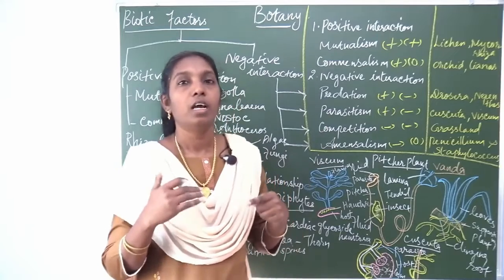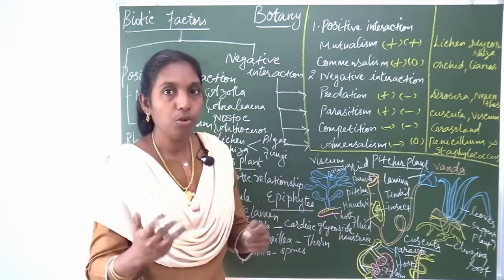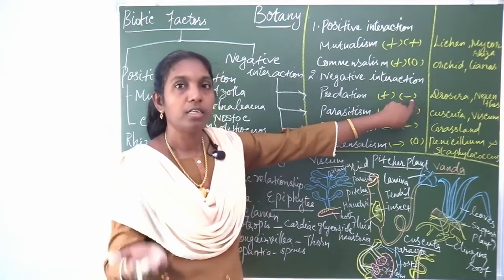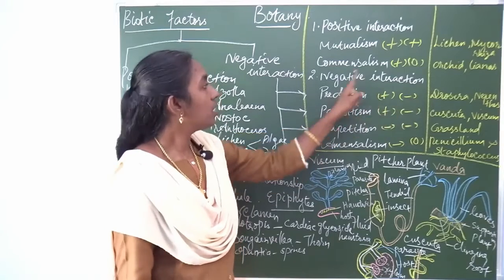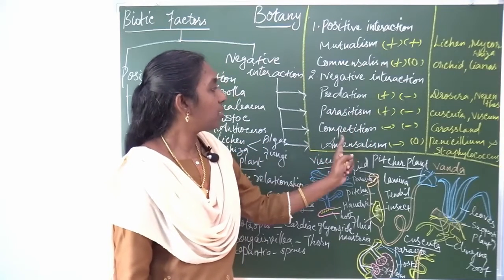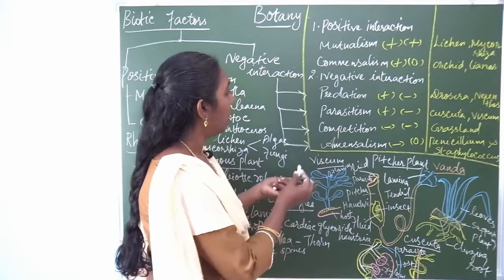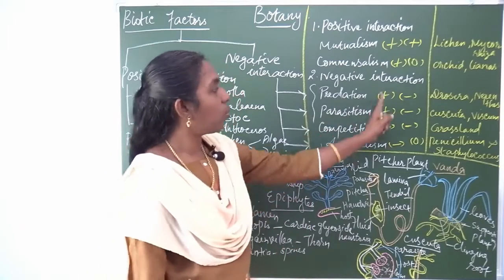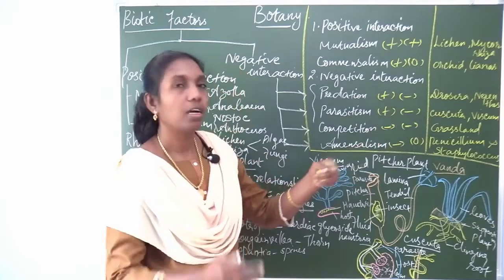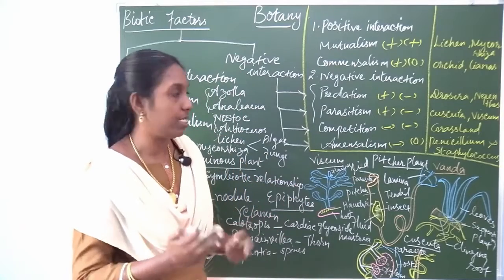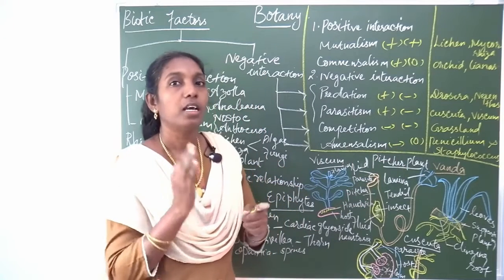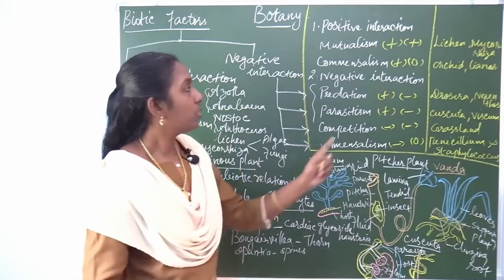Among these, interactions between two organisms or two species, one is benefited, another one is harmed. So these are negative interactions. So one gets harmed. In predation and parasitism, one is benefited, another one is harmed. But in competition, both are harmed. Both the species are harmed, affected. And in commensalism, one is harmed, another one is neither benefited nor harmed. So these are the definitions.